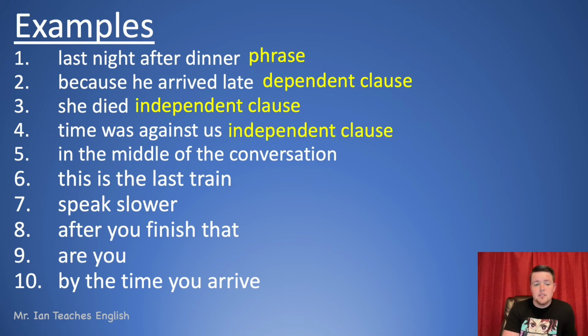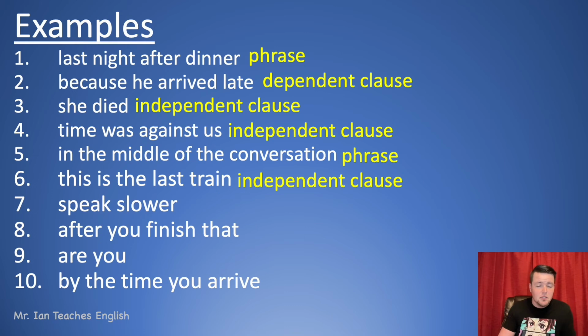Number four, time was against us. Independent clause. Time is your subject. Was is your verb. It makes sense. Alone, it's independent. Number five, in the middle of a conversation. Phrase. No verb here. Number six, this is the last train. Independent clause. All right. This is your subject, is your verb, and it's understandable.